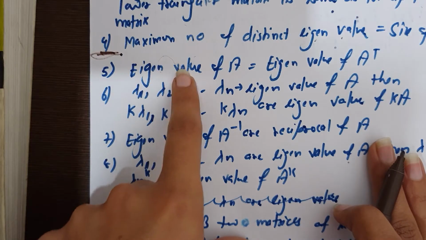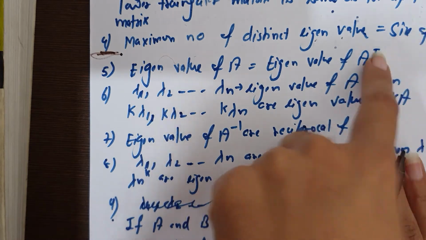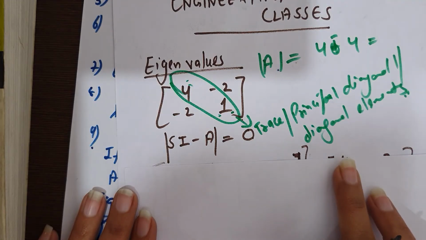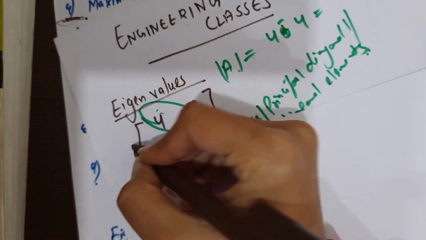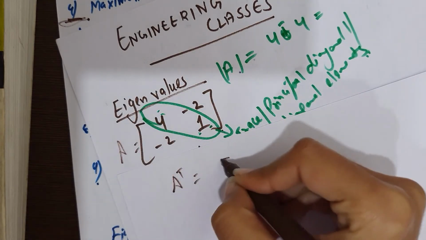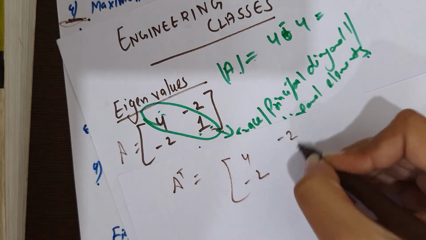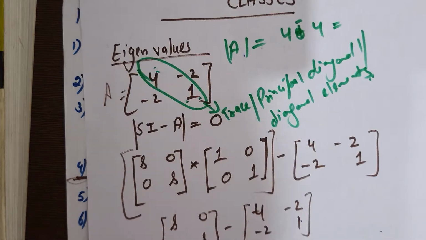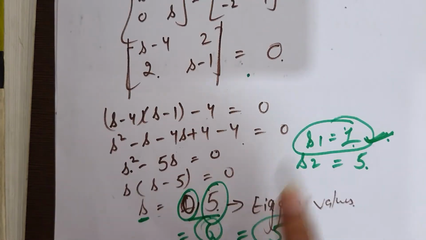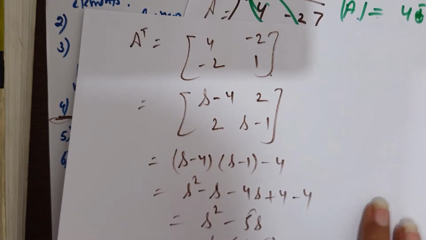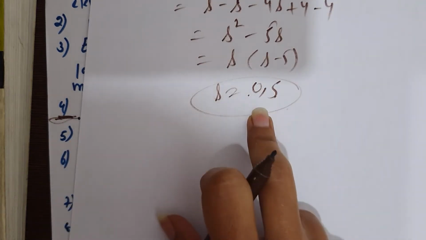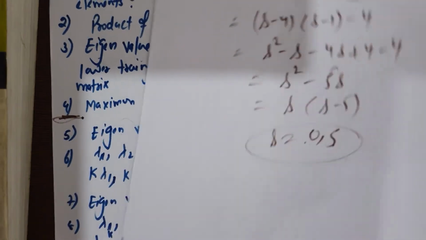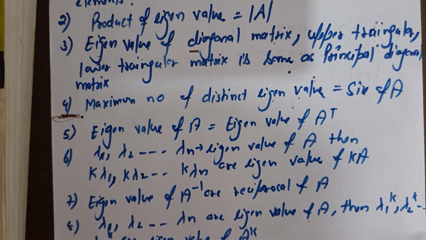Fifth property: the eigenvalues of A are equal to the eigenvalues of A transpose. It means that if we take the transpose of a matrix, then its eigenvalues remain the same. So this is A. If we take the transpose of the matrix, the eigenvalues of this matrix come out to be 0 and 5. So if we take the transpose of the matrix, its eigenvalues also come out to be 0 and 5. So we have verified this property, that if we take the transpose of a matrix, its eigenvalues are unaffected by it.